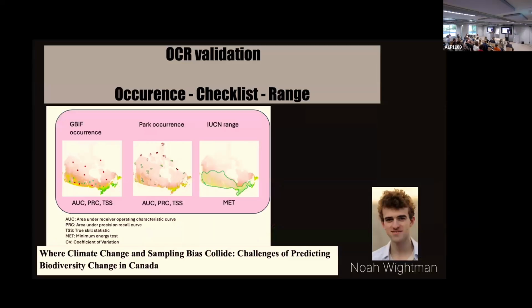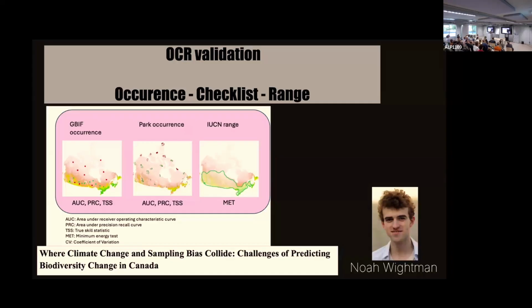Okay. Sorry, OCR means something very different. Now I'm curious. It's like when you're recognizing text in images. That's like, great. OCR stands for optical character recognition. Yeah. To us, OCR is occur, which is occurrence checklist range validation. Noah worked very hard on that too.